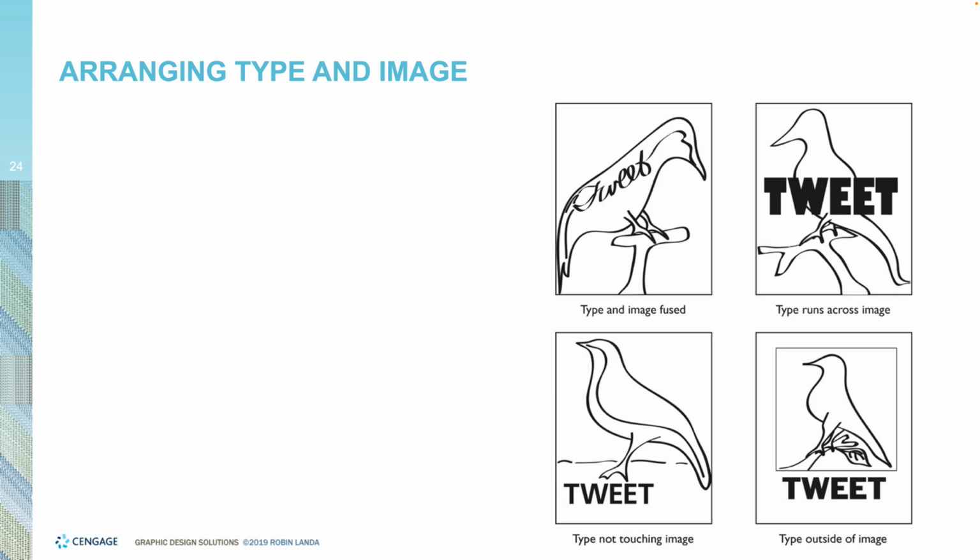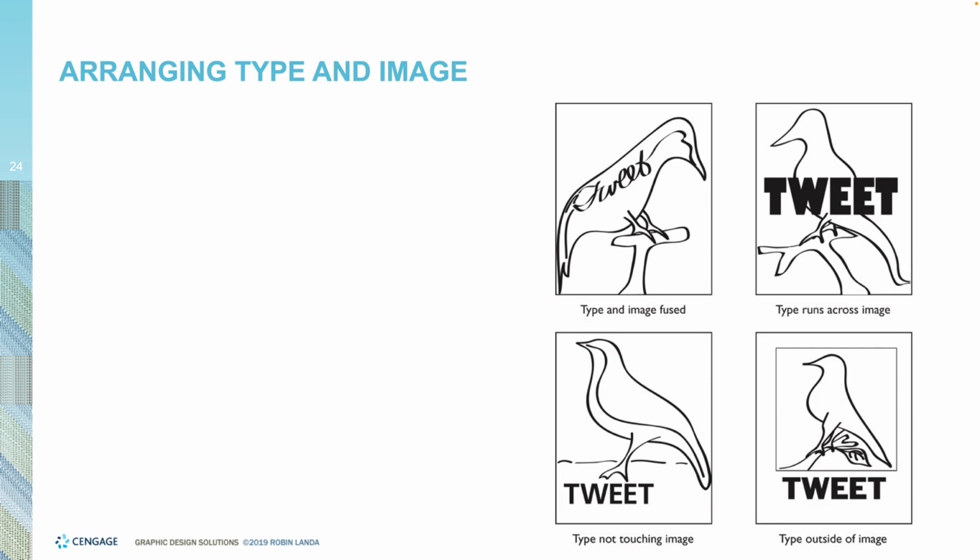Whereas with type not touching image, we have the full image, and the type is essentially included into the image, but it's not in the image in the sense that they're fused, and it's not running across and touching that way. So it's inside of that. Essentially, if you think about it, it's taking the type outside of an image, scaling that up, and then the text is going to be inside of there.